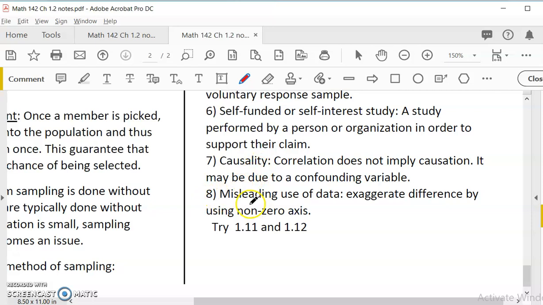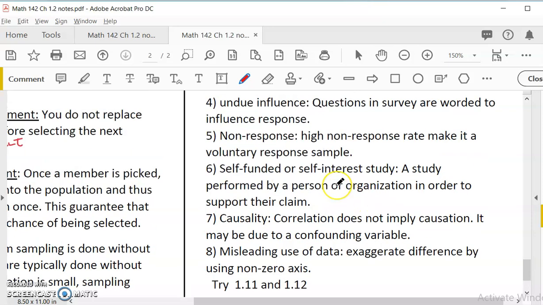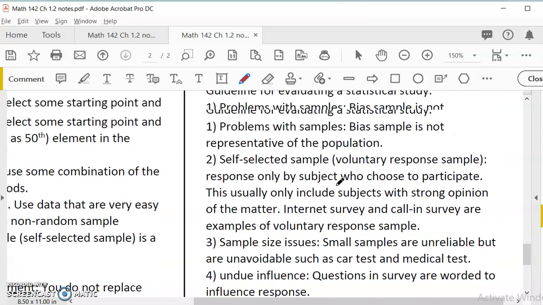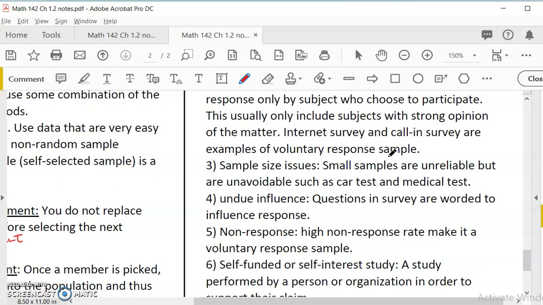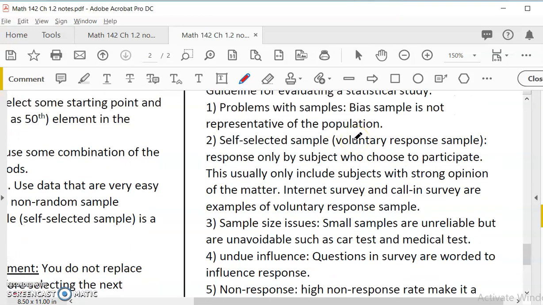The last one is misleading use of data. Sometimes you have a study that you want to publish, but you will exaggerate the difference by making graphs that show big differences between one versus the other. So these are all the problems that you should be aware of when you are evaluating a statistical study. When you're reading a statistical study result, see if any of these apply.